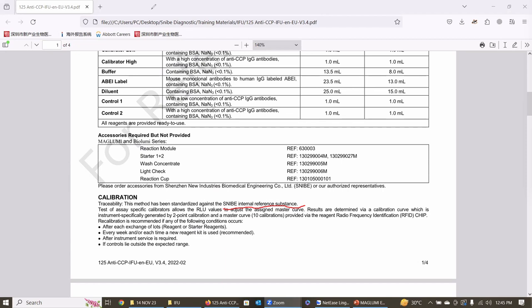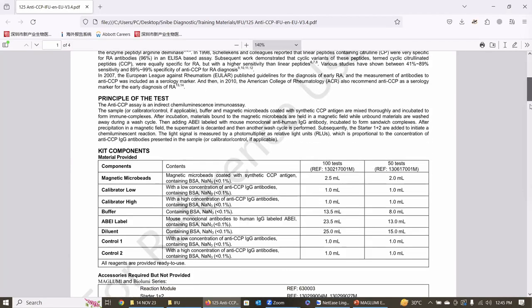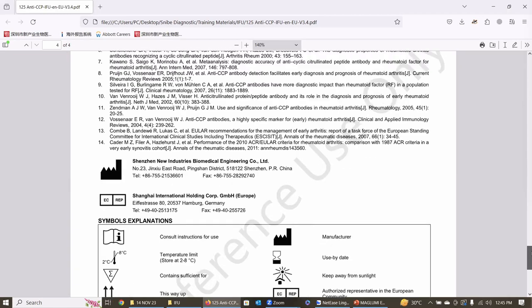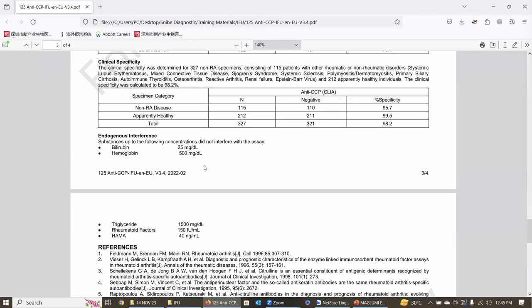Okay, thank you. So this is a website from where you can extract all the package inserts. So this is the list number, and all the basic information is available for each pack size, right? So you can take this information from that. And even the endogenous interference is also given in these package inserts.